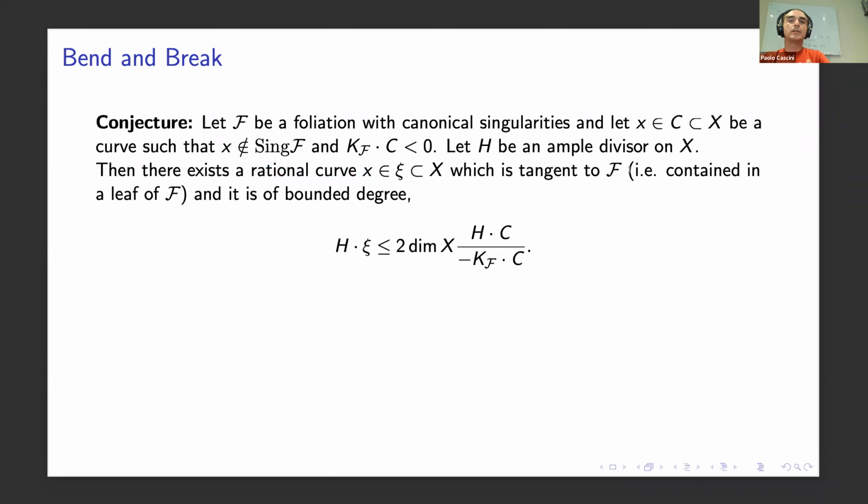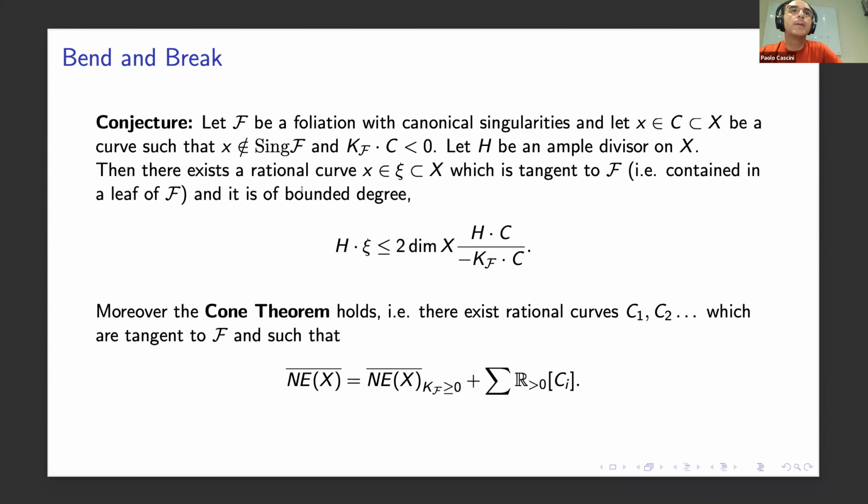You can imagine what tangent means, but technically, supposing everything is smooth, which is not true, it means more or less that it is contained in F. So this is not going to be exactly precise, but it gives an idea of what it means. And then, as in the cone theorem, we have a bound on the degree of the curve with respect to the ample divisor we fixed. But this formula is not going to play any role for us, so I'm going to leave it there without commenting on it. What is really important here are two words. The first is rational curve, and the second one is tangent. We want to find a curve which satisfies these two properties.